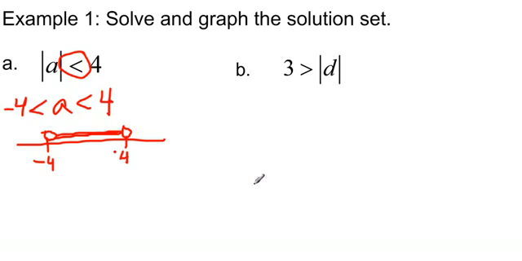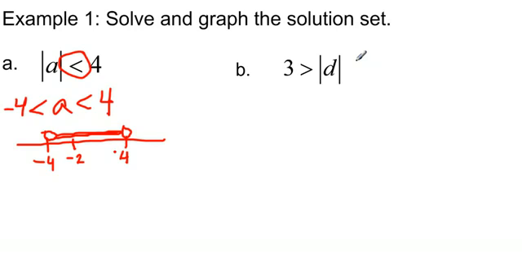If you wanted to check a value, you could certainly test one. Like if you wanted to test, let's say negative 2. Plug it into the original problem, and you'll be able to check that your solution region works. The absolute value of negative 2, which is 2, is less than 4. That's a true statement.